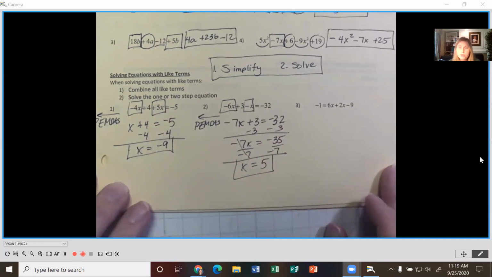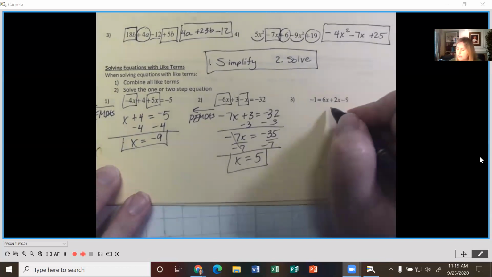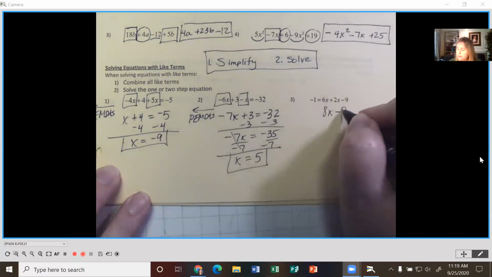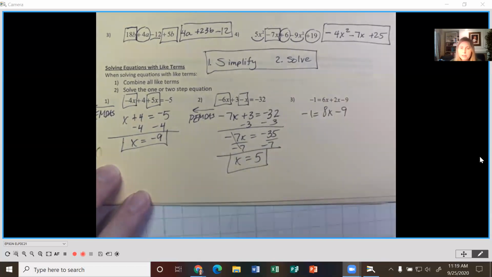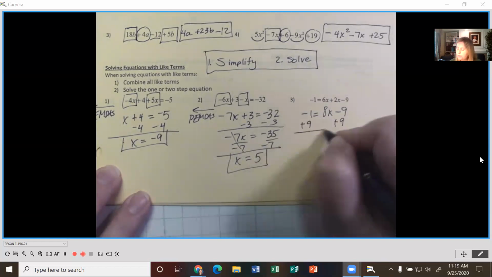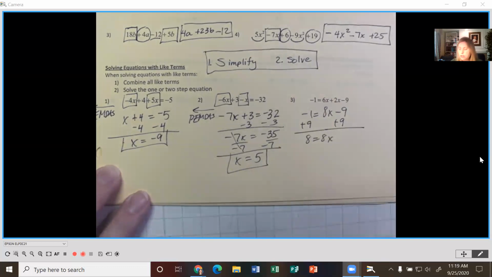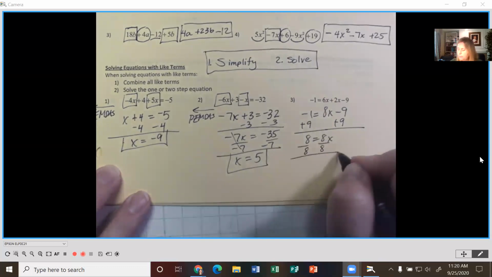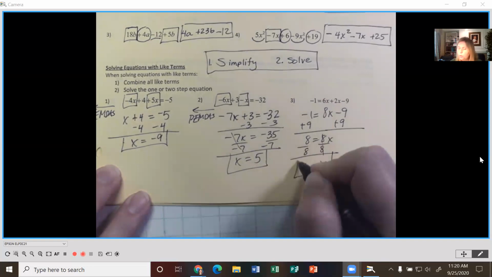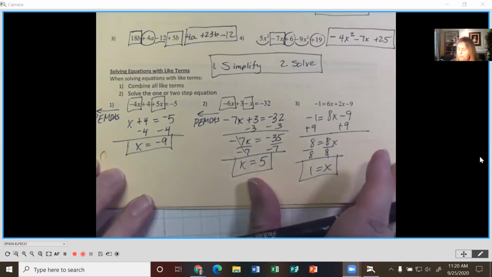Then number 3, we're going to combine like terms on the right-hand side. We have 6x plus 2x, which is 8x. Bring down the minus 9, bring down the equals negative 1. Now there are no more like terms to combine on either side. So we add 9 to each side. This gives us 8 equals 8x, and then divide each side by 8 to get x equals 1. And then we can do a mental math check step with those equations.